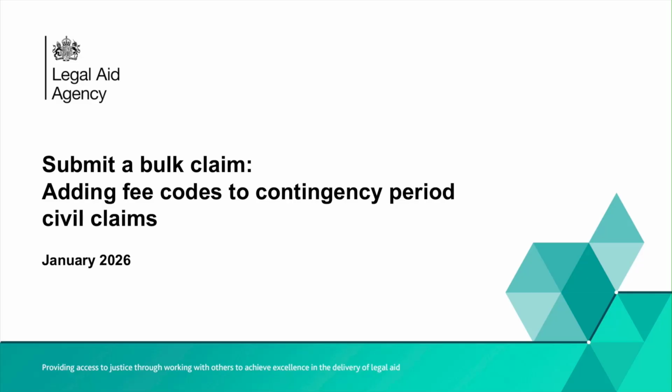This tool is for providers who have or can export their contingency claims, but these exports do not include fee codes, or have manually added claims to the bulk load spreadsheet and need to add fee codes to their claims. Please ensure that you are using version 1.1 of the Civil Fee Code Matching tool. Guidance has been shared with the tool. Please follow the steps in this video and the guidance.